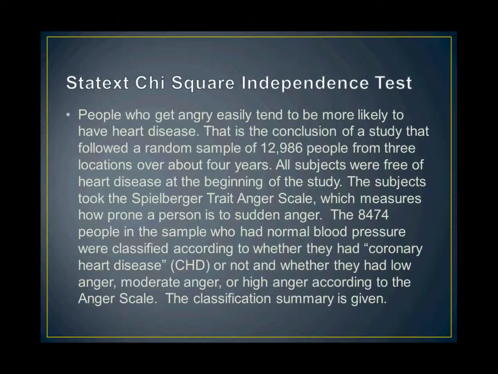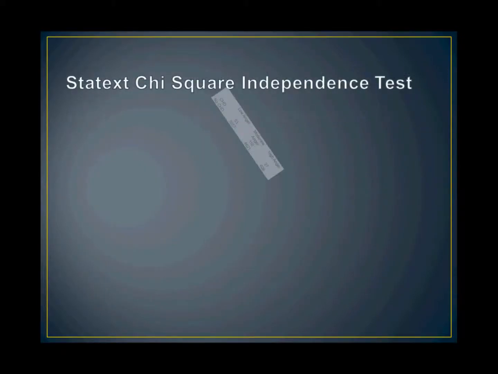The subjects took the Spielberger trait anger scale, which measures how prone a person is to sudden anger. The 8,474 people in the sample who had normal blood pressure were classified according to whether they had coronary heart disease or not, and whether they had low anger, moderate anger, or high anger according to the anger scale. So the classification summary is given.